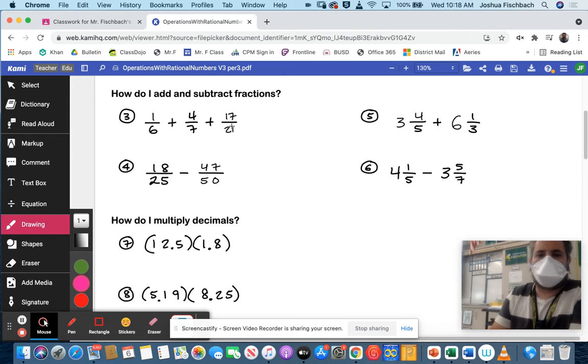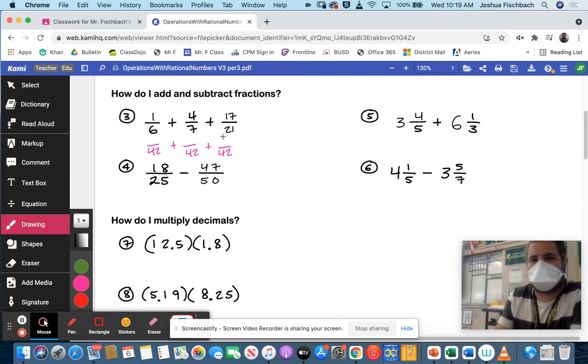And if you think about 21, 21 times 2 is 42. So 42 is a multiple of 6 as well. So that's going to be a good common denominator. So we have something out of 42 plus something out of 42 plus something out of 42.